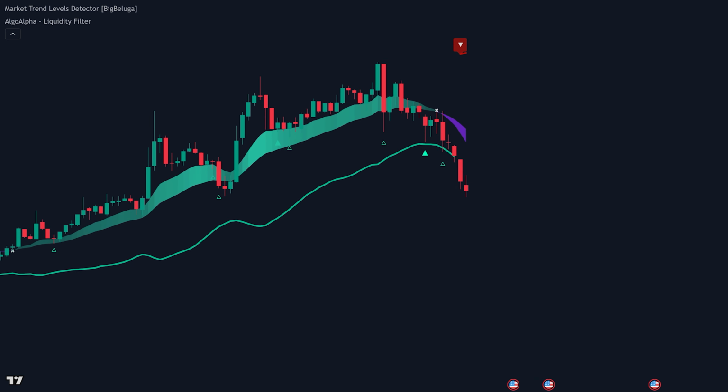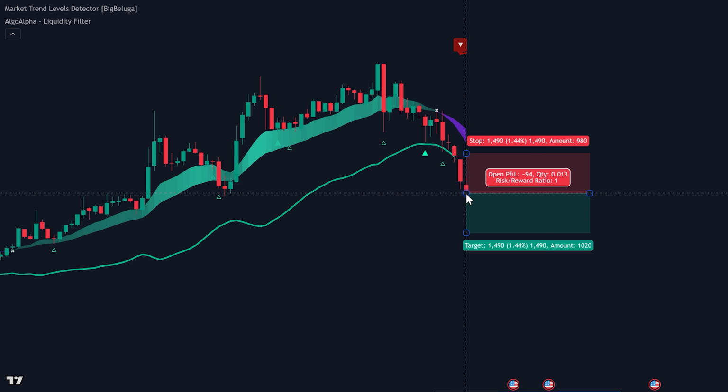Now let's look at a sell setup. When the liquidity sweep filter indicator gives us sell signals, the market should form bearish candles. Next, we check the market trend detector indicator again. This time, the shaded area on this indicator should be purple, indicating a potential bearish trend. Once both conditions are satisfied, we place a sell order.